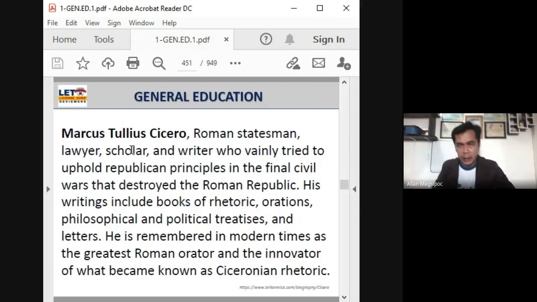Next is Cicero, full name Marcus Tullius Cicero, a Roman statesman, also a lawyer, scholar, and writer, who vainly tried to uphold republican principles in the final civil wars that destroyed the Roman Republic. He wrote many works on rhetoric and orations. He is remembered in modern times as the greatest Roman orator and the innovator of what became known as the Ciceronian rhetoric. Search Ciceronian rhetoric, rhetorical questions.